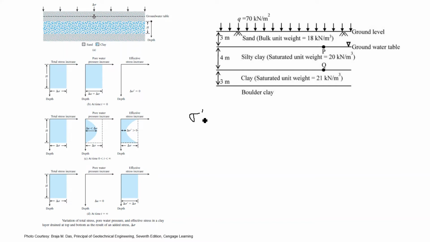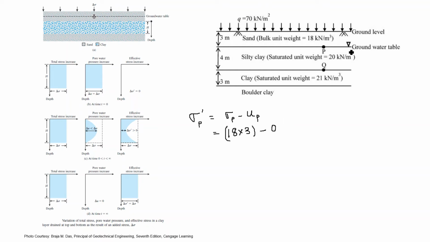So sigma dash at P is equal to, we know the equation, effective stress is equal to total stress minus pore water pressure. So at point P, the total stress is due to the overburden soil. So the stress is unit weight into the depth of the soil. So 18 into 3. This will be your total stress at point P minus pore water pressure. Since groundwater table is at this level only, the pore water pressure will be 0.